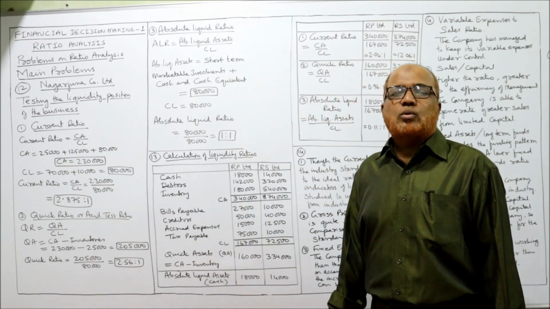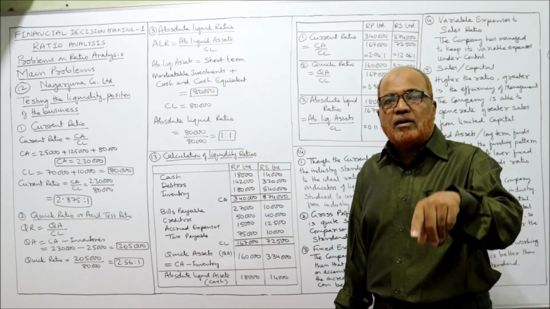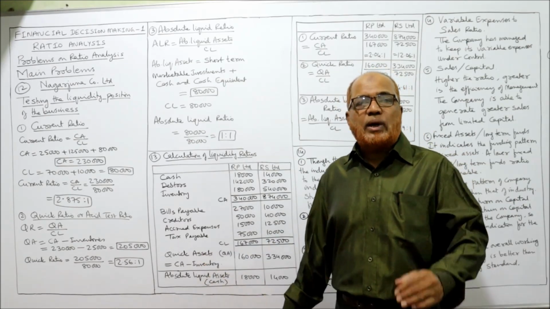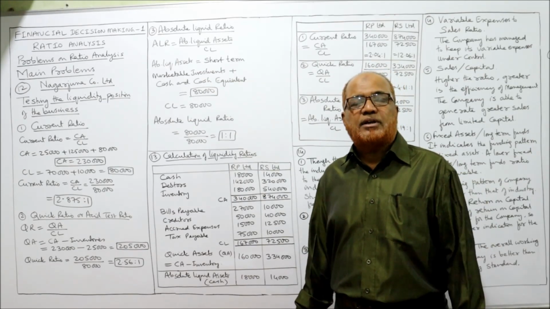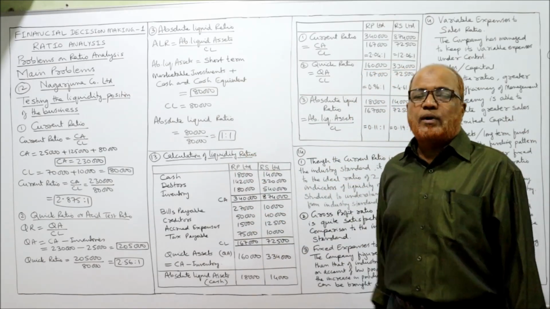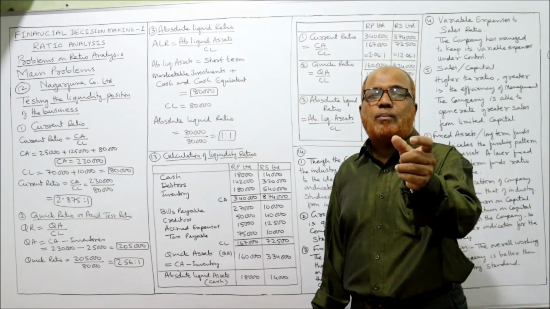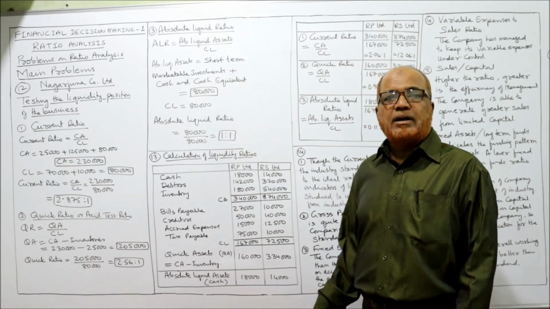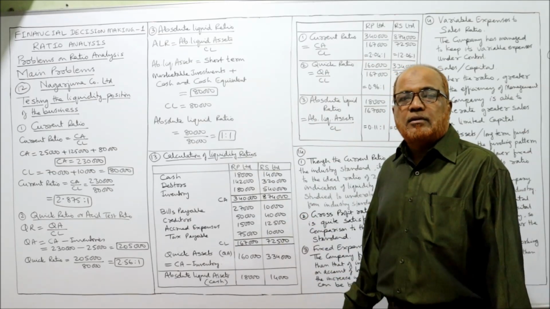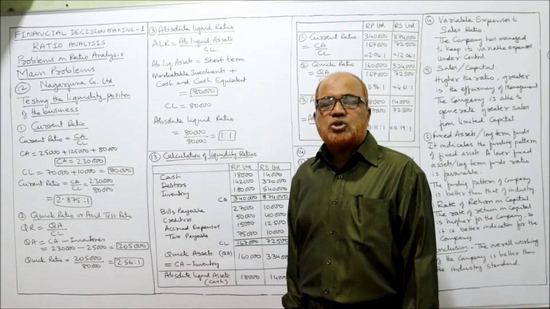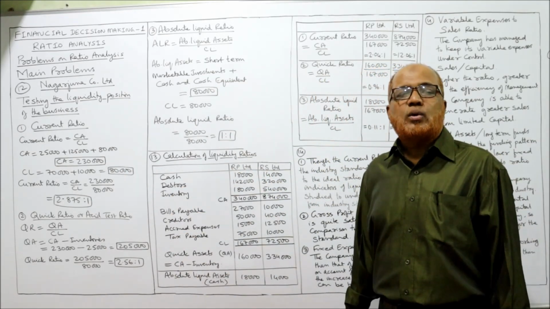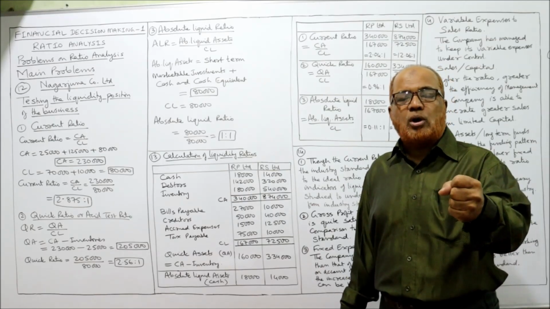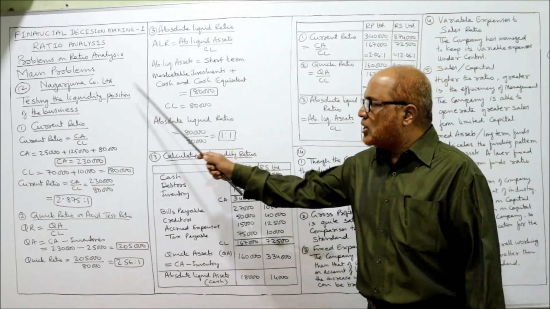Now quick ratio. The standard quick ratio is 1:1. But here we have 2.56:1, which is more than the standard. That means the quick ratio also indicates that the liquidity position of Nagarjuna Limited is very satisfactory, very good. Now absolute liquid ratio. The standard is 0.5:1, which means the absolute liquid assets should be 50% of current liability. But here it is more than 50%, it is 1:1, above standard. So all three ratios indicate that the liquidity position of Nagarjuna Limited is satisfactory, quite good. The company will be able to meet all current obligations on time. That's it. This is the conclusion of the 12th problem.